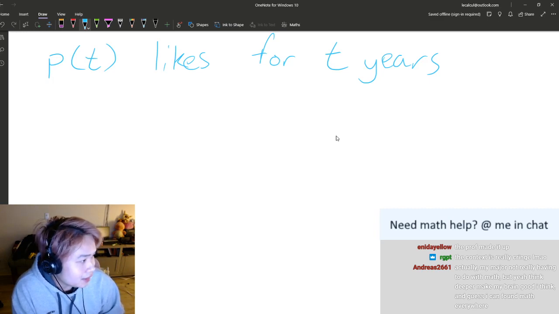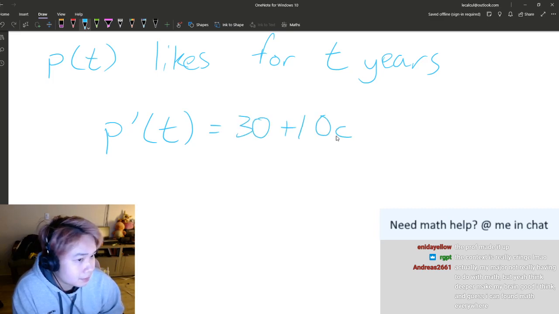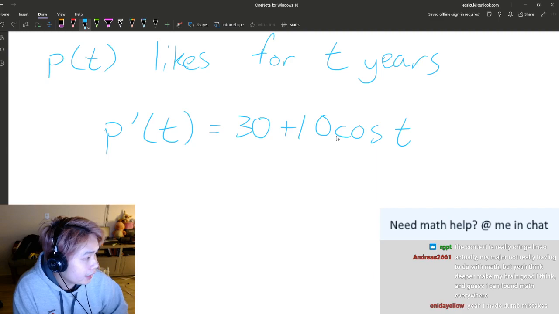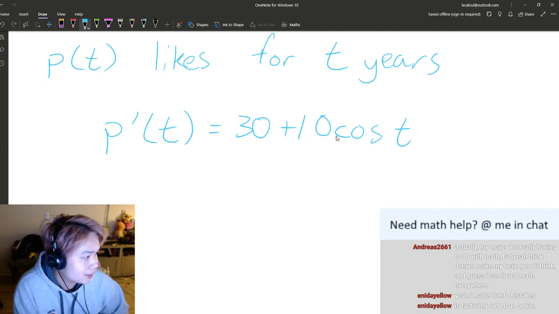And then P(t) changes at a rate, so you actually know what the rate is. So P prime of t is 30 plus 10 cosine t. And then you want to find out how many more likes they got after 3 pi over 2 years compared with pi over 2 years.